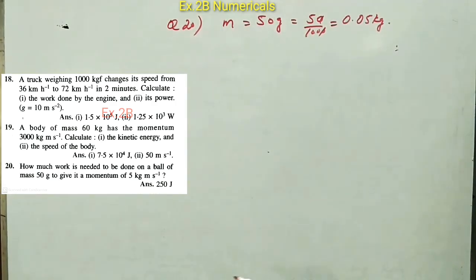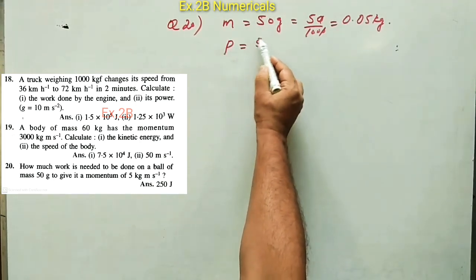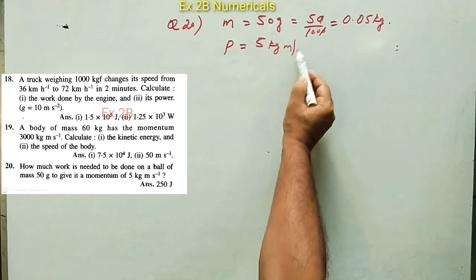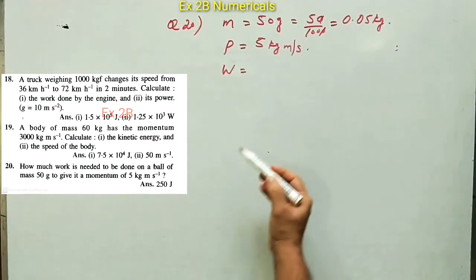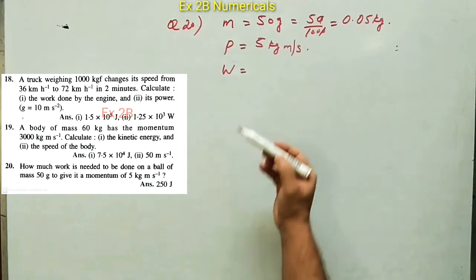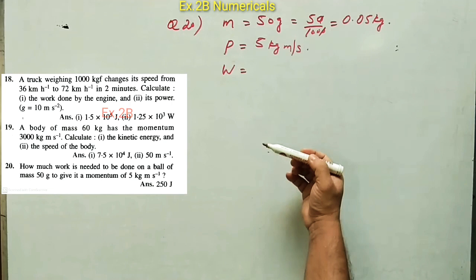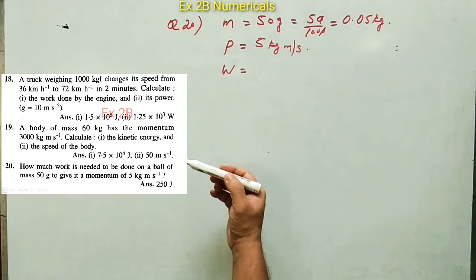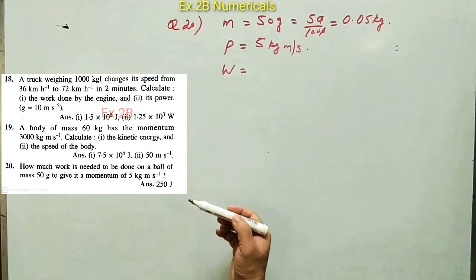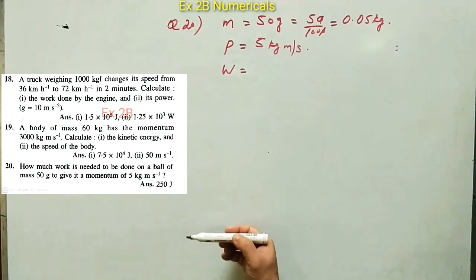Now, what's the momentum? Momentum is given as 5 kilogram meter per second. We have to calculate the work done. So you know work done is equal to force into displacement, work done is equal to Fs cos theta, work done is equal to gain in potential energy mgh. Can we apply all these formulas here? Read the question again. No, it's not possible, right? These formulas are irrelevant in this context.